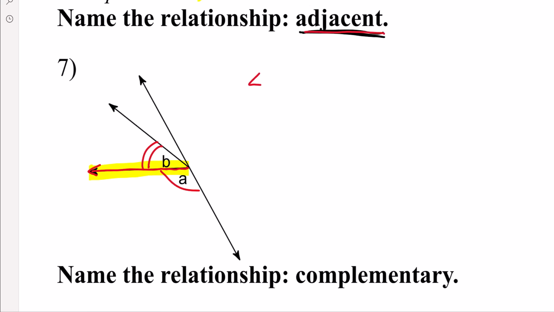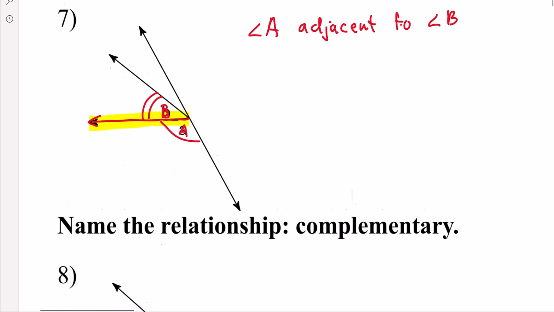So you could say angle A is adjacent to angle B. I don't like it that they do lowercase. Normally we say sides for lowercase. Those should be uppercase. All right.